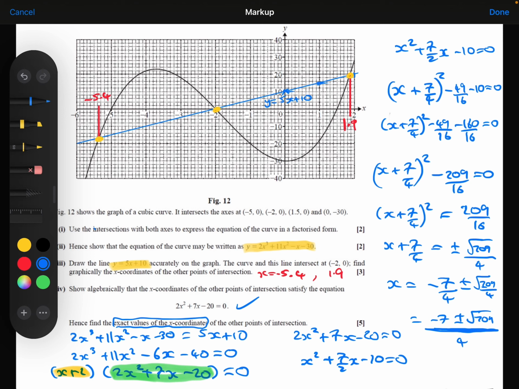So what I'm saying here, just to be absolutely clear, the minus 7 plus root 209 over 4, that's my exact version of the 1.9 where they intersected there. Whereas the minus 7 minus root 209 over 4, that's the exact value of the minus 5.4, which was this point here.